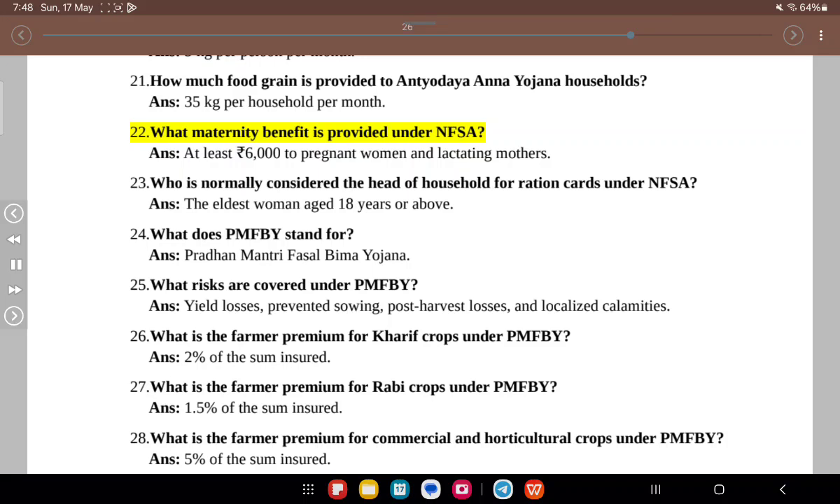22. What maternity benefit is provided under NFSA? Ans. At least 6,000 rupees to pregnant women and lactating mothers. 23. Who is normally considered the head of household for ration cards under NFSA? Ans. The eldest woman aged 18 years or above. 24. What does PMFBY stand for? Ans. Pradhan Mantri Fasal Bima Yojana.